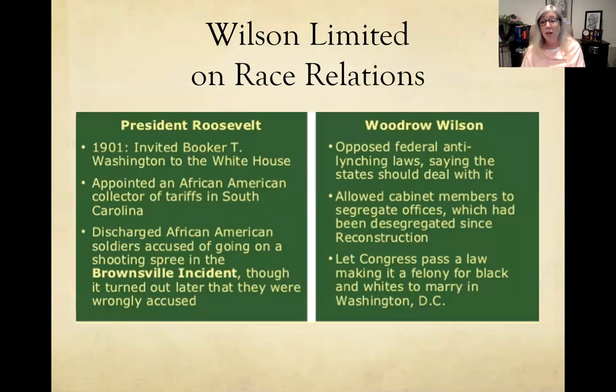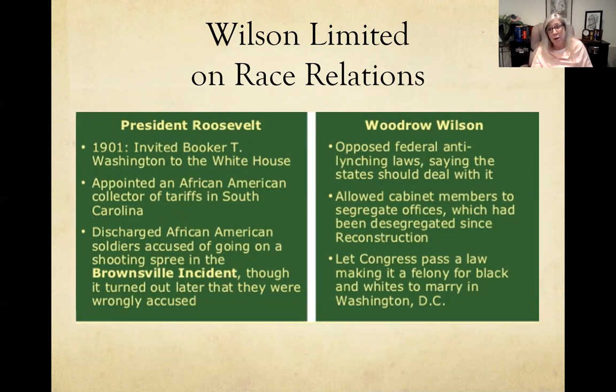So Wilson is opposed to Ida B. Wells and her anti-lynching laws. He's going to have segregation within his government offices. And then there's also this scandal where this terribly racist, horrible movie called Birth of a Nation comes out. And he has a private screening of it in the White House, where he's one of the first people to watch the movie. And it's talking about the Klan, and the background of the Klan is depicted in this movie, Birth of a Nation. And Wilson is not going to condemn it.